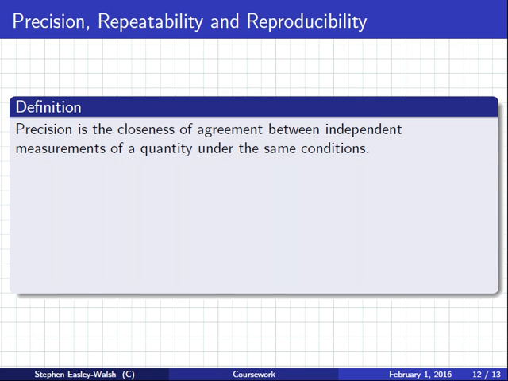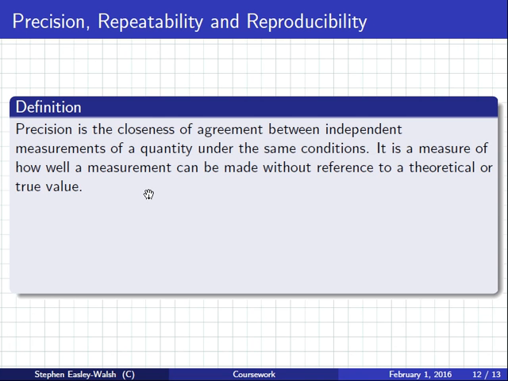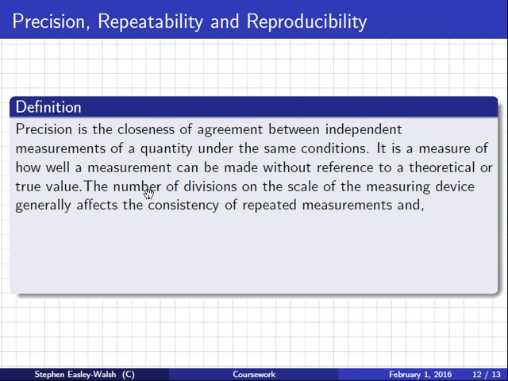Precision. Have you done this one in chemistry? Precision is the closeness of agreement between measurements under the same condition. Yeah, we did it in chemistry. See, that's what I thought. It is a measure of how well a measurement can be made. The number of divisions on the scale generally affects the measurements, and therefore the precision.